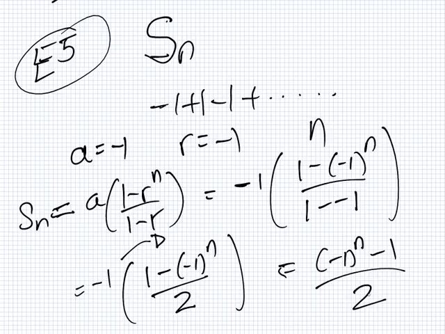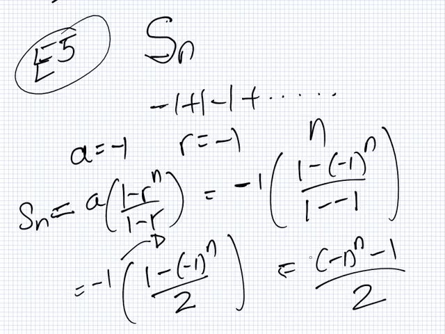Because the minus swaps them around. So, for example, minus 1 multiplied by 1 is minus 1, and minus minus makes the plus here. So that's the answer. If you know the N, you can know what the sum is.